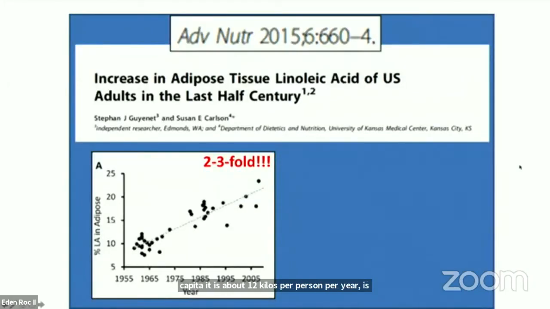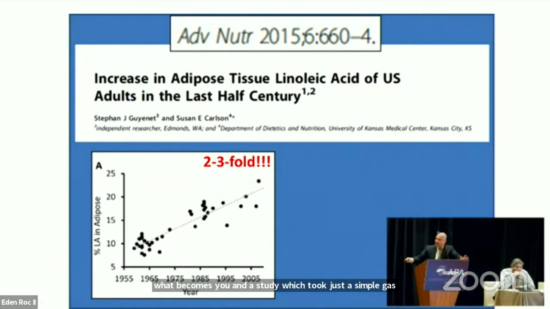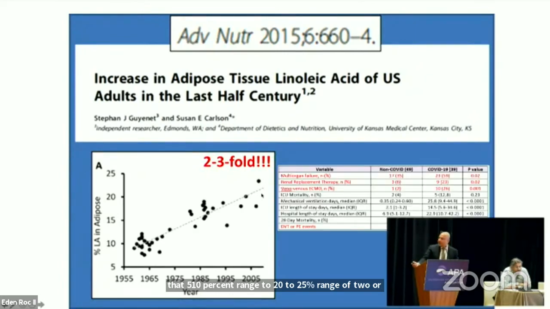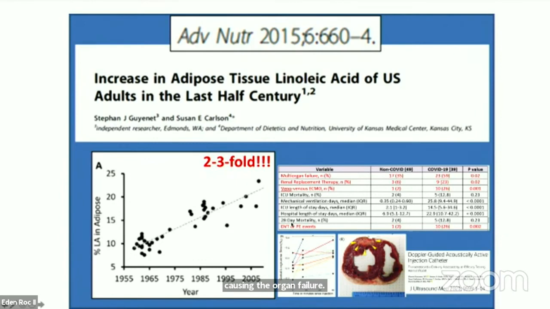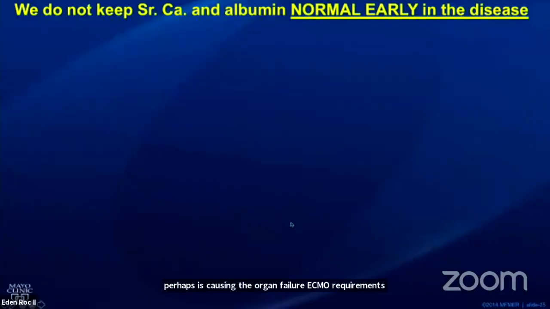And a study which took just the simple gas chromatography data from every paper published 1950 onwards shows that the composition of linoleic acid in our adipose tissues has gone up from that 5-10% range to 20 to 25% range, a 2 to 3-fold increase over the last 50 years. And that is what we are seeing, my friends, as what perhaps is causing the organ failure, the ECMO requirements, and the thrombosis, or the myocardial infarcts that we can perhaps induce, or the myocardial dysfunction that we can induce.